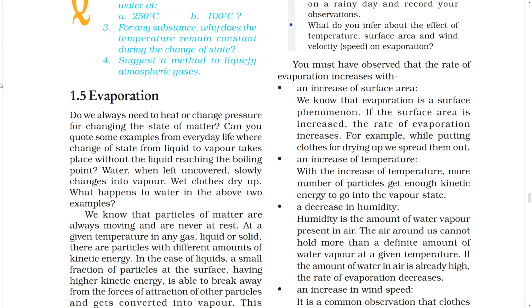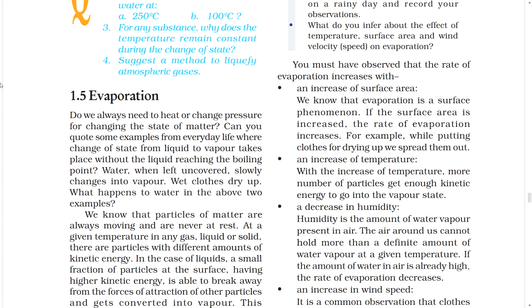1.5 Evaporation. Do we always need to heat or change pressure for changing the state of matter? Can you quote some examples from everyday life where change of state from liquid to vapor takes place without the liquid reaching the boiling point? Water, when left uncovered, slowly changes into vapor. Wet clothes dry up. What happens to water in the above two examples?